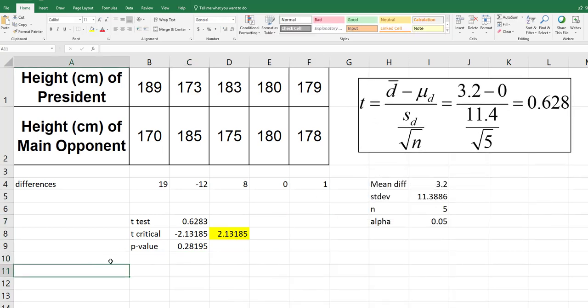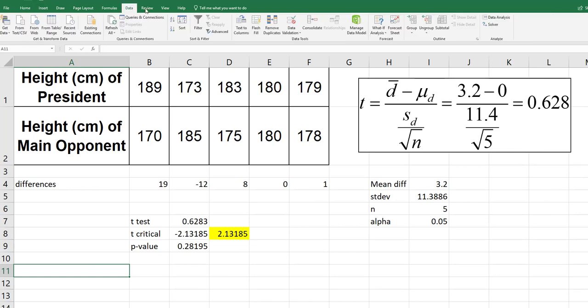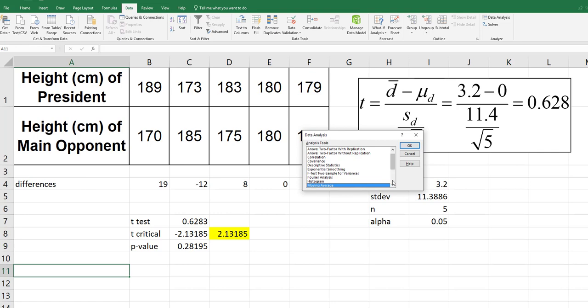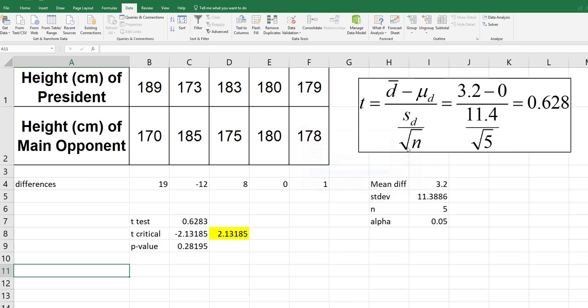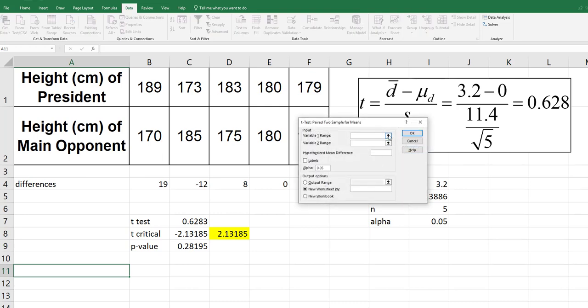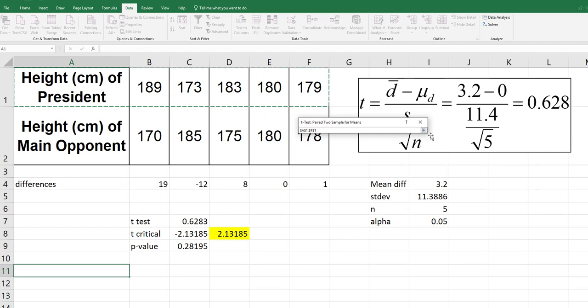Now, I mentioned in the live session, if you go to Data and you do not see Data Analysis right there, then you need to install it. Some of you may have had no reason to install it, so you didn't. So when I click Data Analysis, then I look here for t-test paired, because these are paired dependent. I select my heights of my presidents. I select my heights of the main opponent.